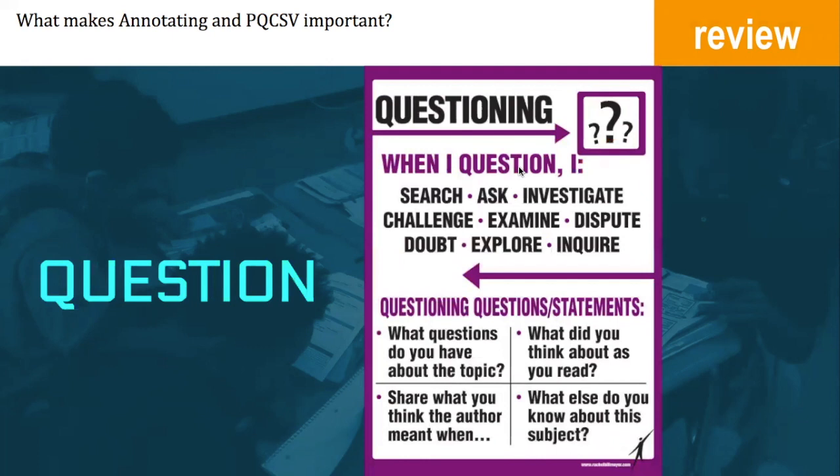After predicting comes questioning, right? It's always important to have a skeptical mind when reading, when interacting with individuals, right? You want to make sure that you're asking questions. And when you ask questions, it can help you make sure that you have an understanding as to what is going on in the story or the text that you are reading.